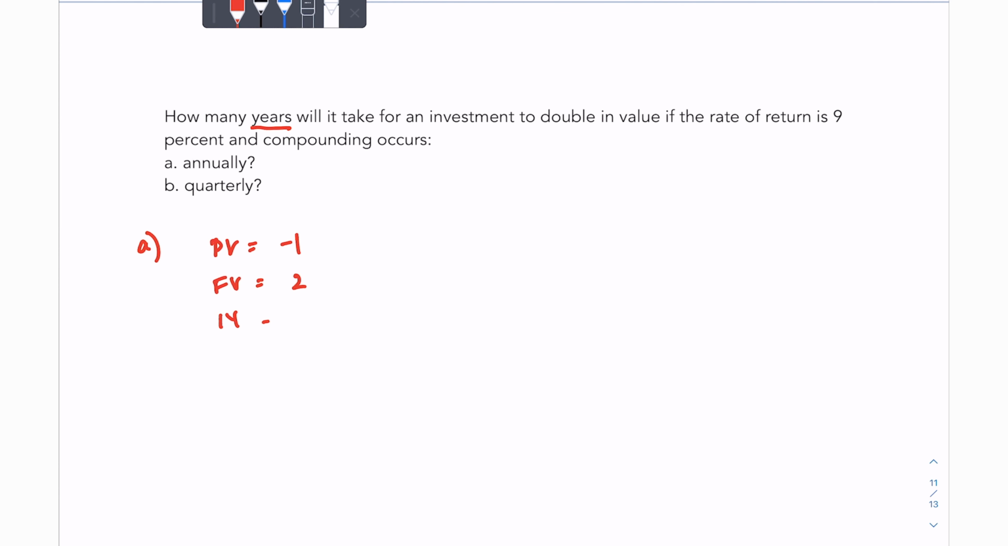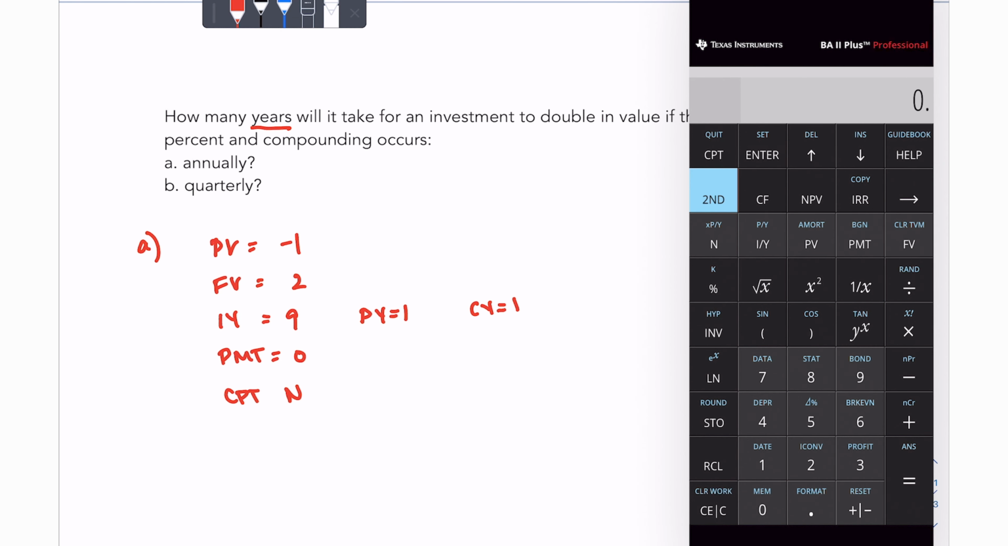The interest rate is 9%. We're going to set PY and CY both to 1. There is no payment. Compute N. So -1 present value, 2 future value, 9 IY. I'm going to make sure that these are both set to 1. They are. 0 payment, compute N. So it would take about 8.04 years.